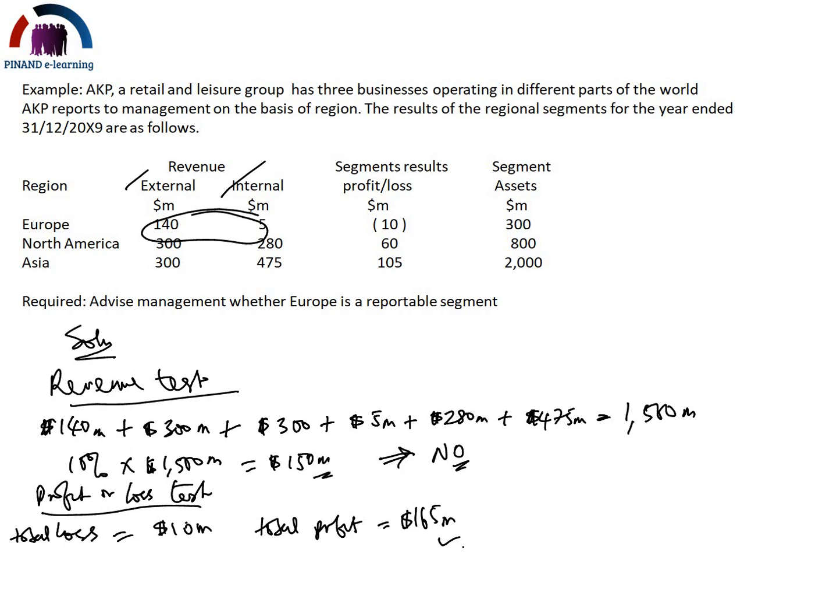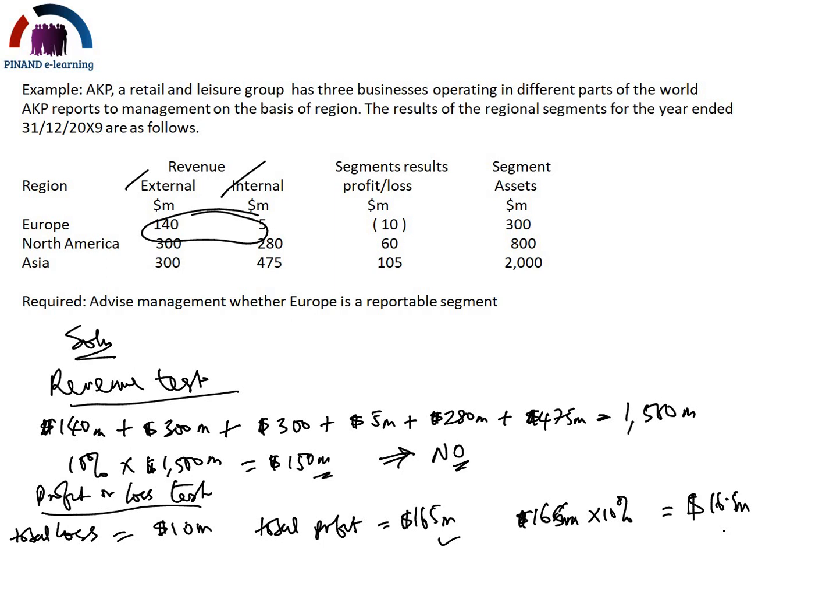So the measurement is going to be 10% of 165. So you now have 165 million times 10%. So that will be equal to what? That will be equal to 16.5 million. This is the 10%. Does it meet?